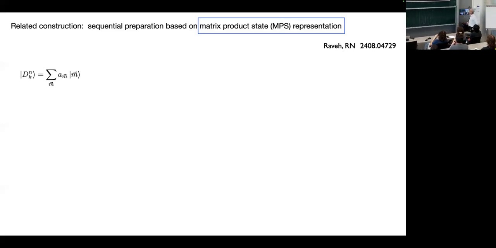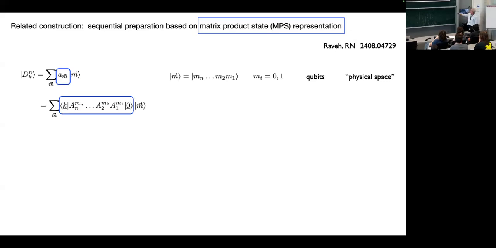Thank you. So any n-qubit state, and particularly the Dicke state, can be written in this way. Here M is just a computational basis for n qubits, M1 to Mn, where these Mi's are either 0 or 1. These are just qubits, and we're going to refer to this as the physical space. And the coefficients, these are just C numbers, can be written in this way.